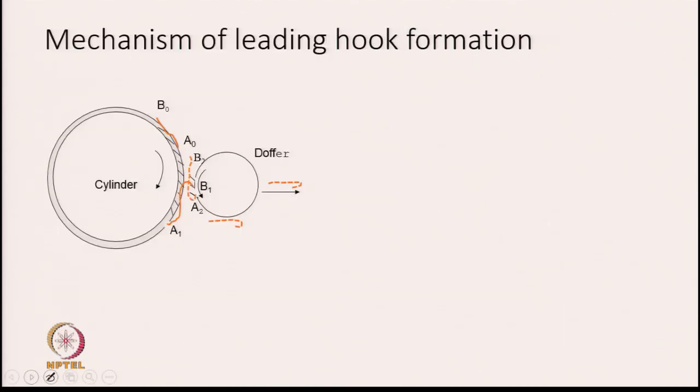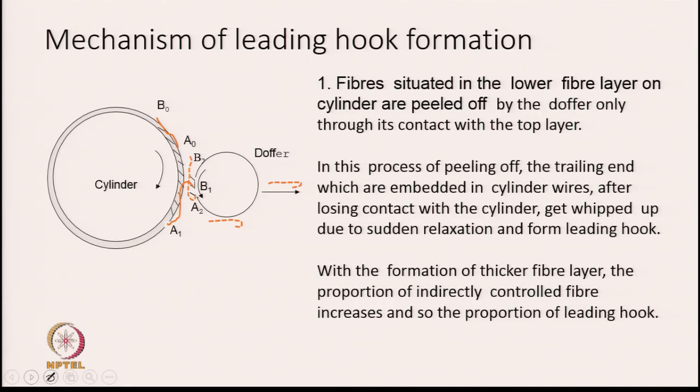From here we go to the next slide in order to understand the mechanism of leading hook formation. The diagram is shown here, and let us consider another fiber AB. The different positions of the fibers are also shown in the diagram. Now, what we see here is that the fibers situated in the lower fiber layer on the cylinder are peeled off by the Doffer only through its contact with the top layer.